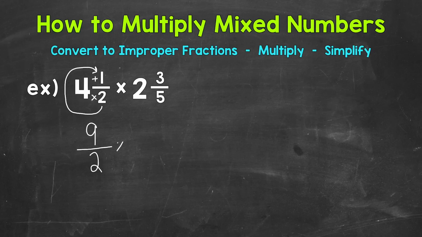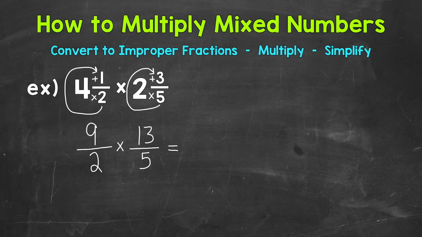Let's bring our multiplication sign down and then convert our other mixed number. So we multiply, then add. So 5 times 2 is 10, plus 3 gives us 13. That's our numerator. And then keep our denominator of 5 the same. Once we have our mixed numbers converted to improper fractions, we can multiply straight across. So numerator times numerator and denominator times denominator. Let's start with the numerators.